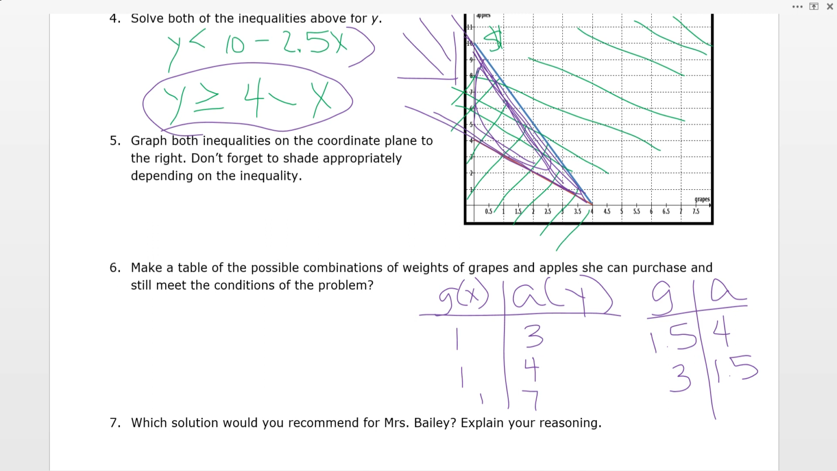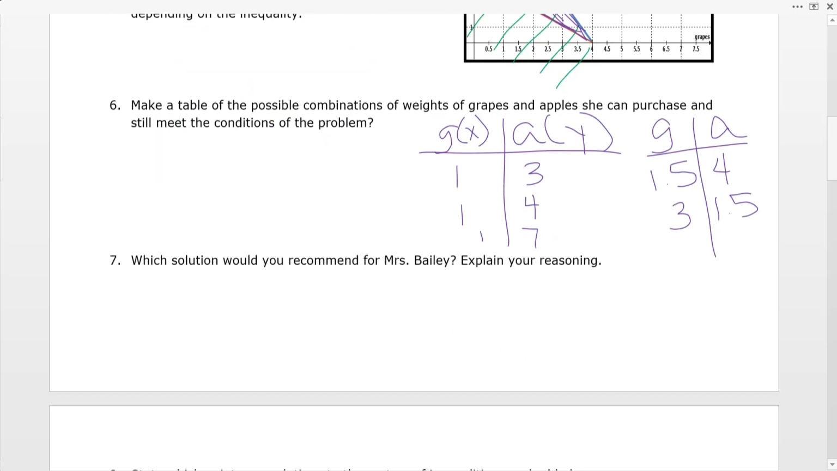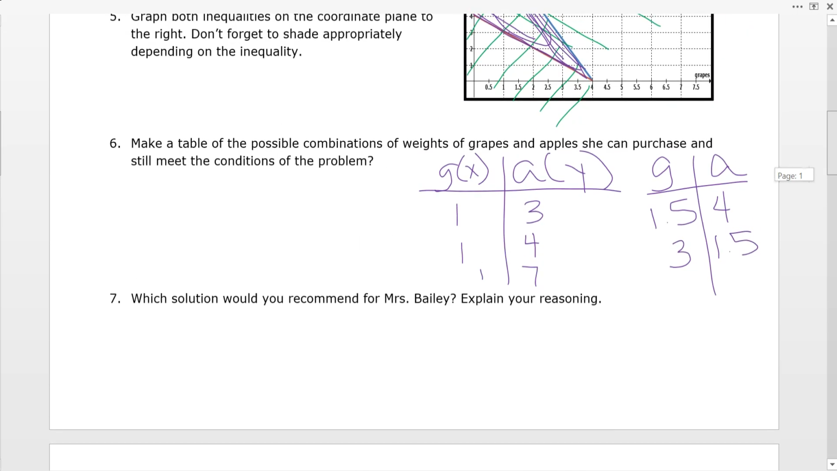Then you're supposed to decide which solution you would recommend, and you have lots of options, and you're going to have to decide. I'm thinking I would pick something close to her maximum amount of money and close to an even amount of pounds of grapes and apples. I don't know her recipe, so maybe I wouldn't. But you go ahead and put in a solution for what you would recommend, and I'm going to ask you tomorrow.